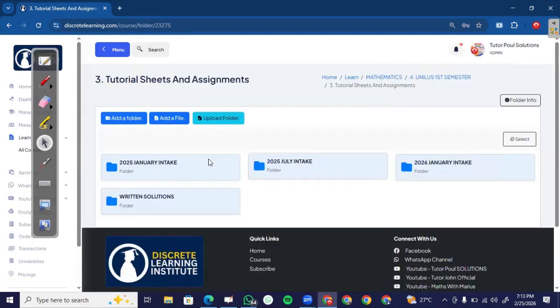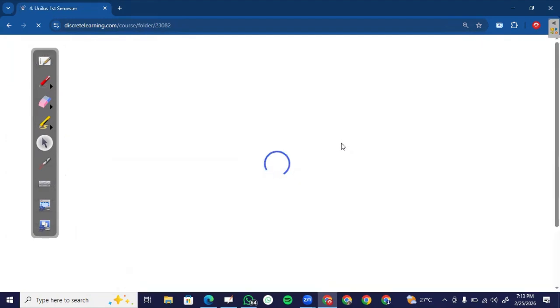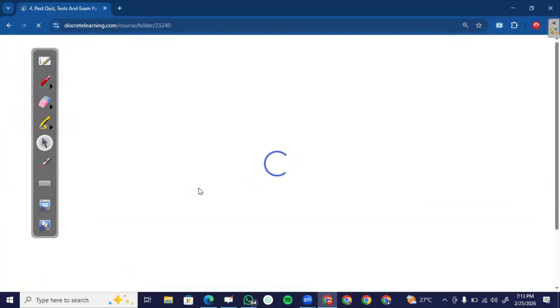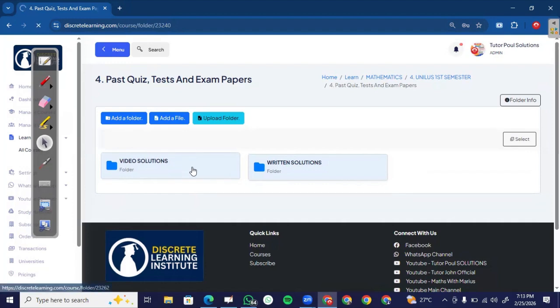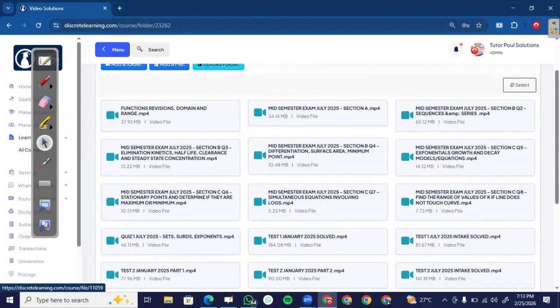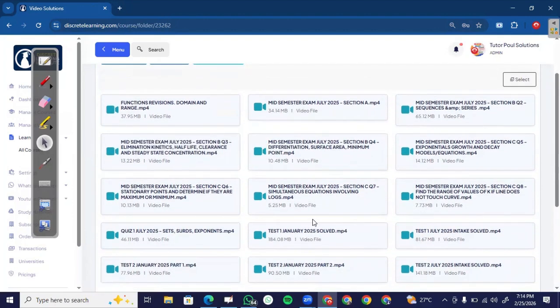If you want the past papers, just go to the folders for the past papers. Let's just wait for it to load so that I also show you the past papers. Okay, so I'm back in the folder here. I can click on past quiz, test, and exam papers. You're going to find some video solutions here for the quizzes, for the tests, and for the final exam papers. So you can see all these videos here can actually help you to pass your exams.